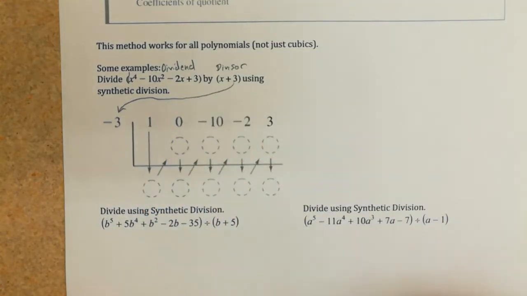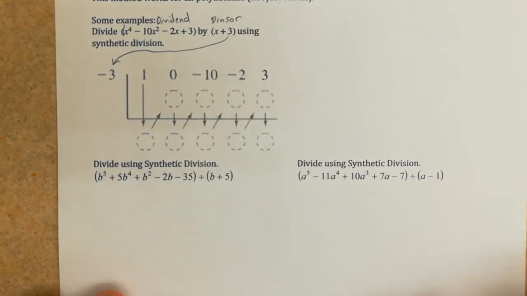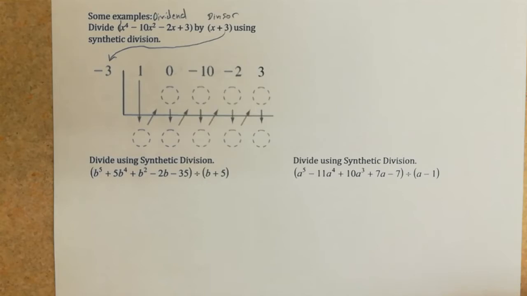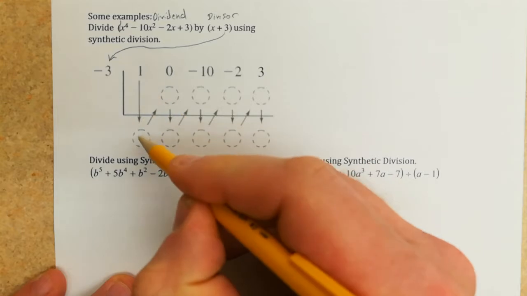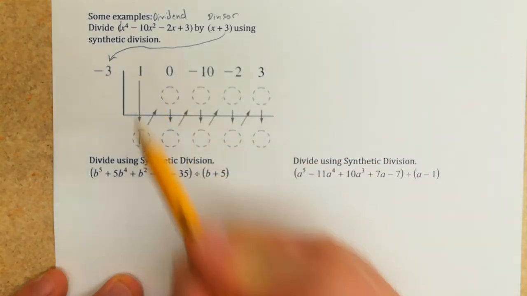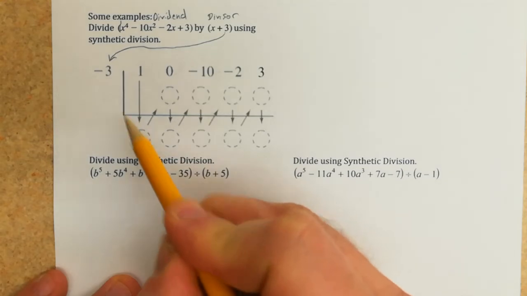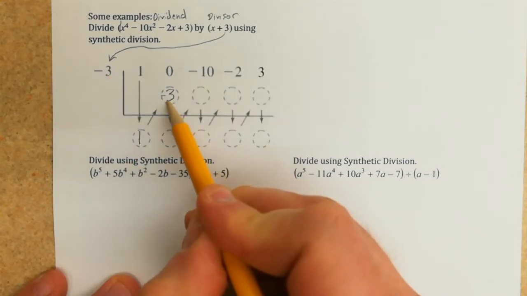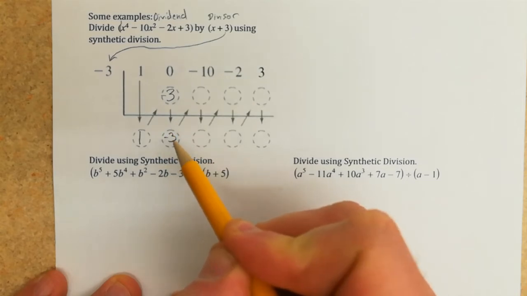All right, so now I'm just going to show you how this works. I'm not necessarily going to tell you why it works, but this is the how. It's actually based on long division, which we're not learning in here. You might learn about it if you take pre-calculus, but this is based on polynomial long division. Okay, so you first bring down your first coefficient here. And then you multiply 1 times negative 3, and that's what goes here. Then you add these up, and you get negative 3.